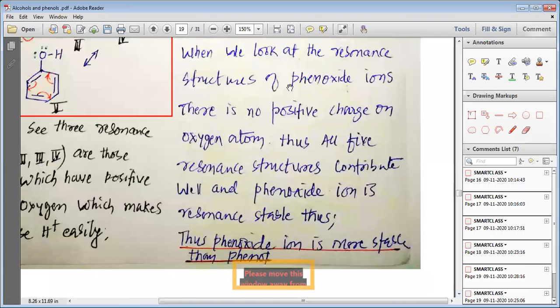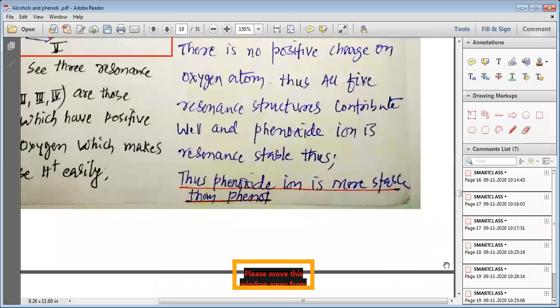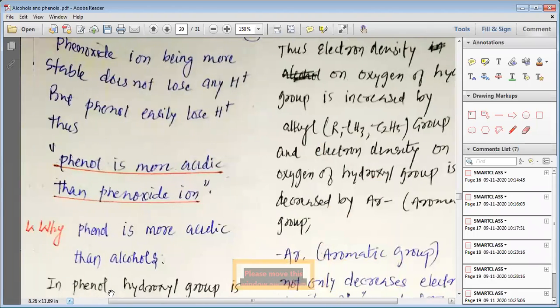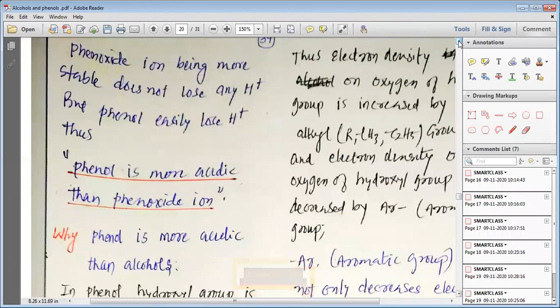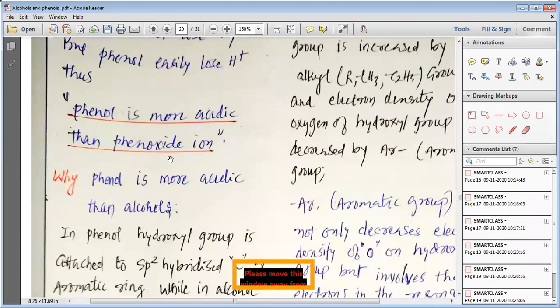When we look at the resonance structures of phenoxide ions, there is no positive charge on the oxygen atom. Thus, all five resonance structures contribute well, and the phenoxide ion is resonance stable. Thus, the phenoxide ion is more stable than phenol. This is a very important statement. The phenoxide ion, being more stable, does not lose any H plus, but phenol easily loses H plus. What does it indicate? That phenol is more acidic than the phenoxide ion. Please remember, phenol is more acidic than the phenoxide ion.